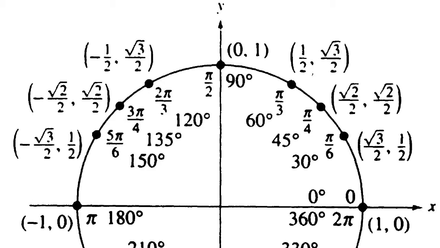And that's all there is to finding sine and cosine if you have an angle that's on the unit circle.